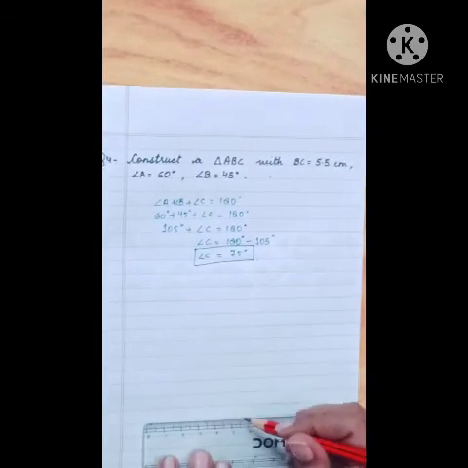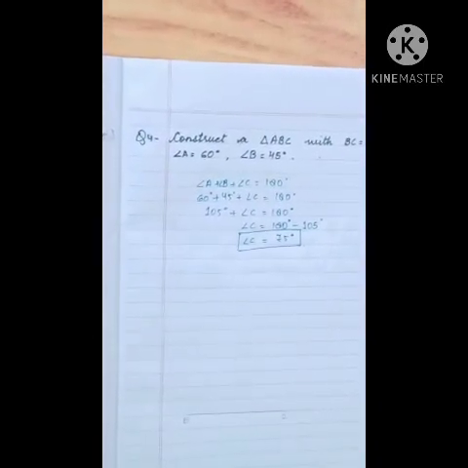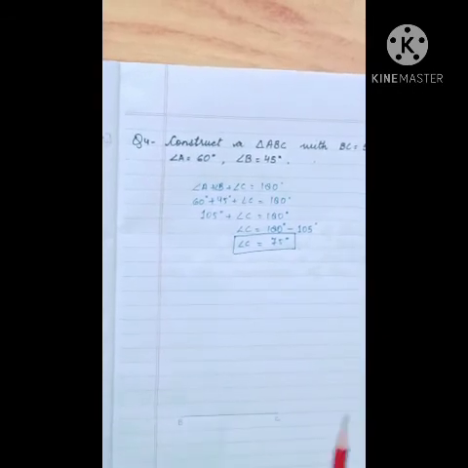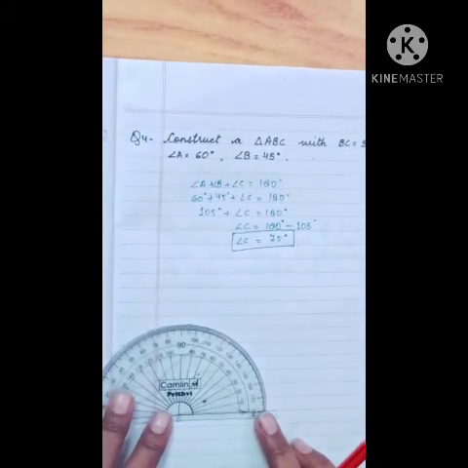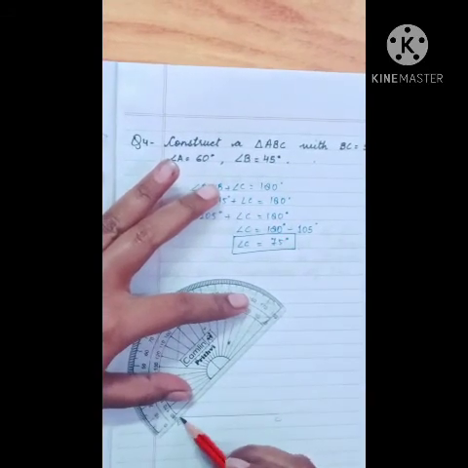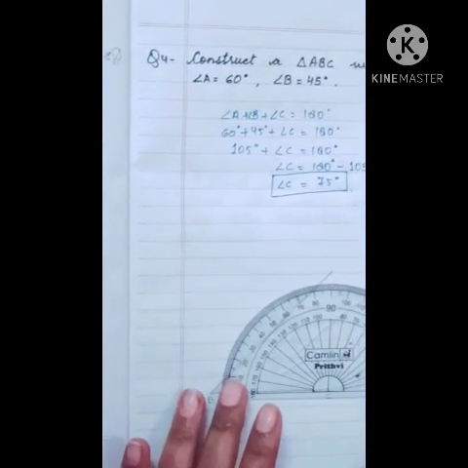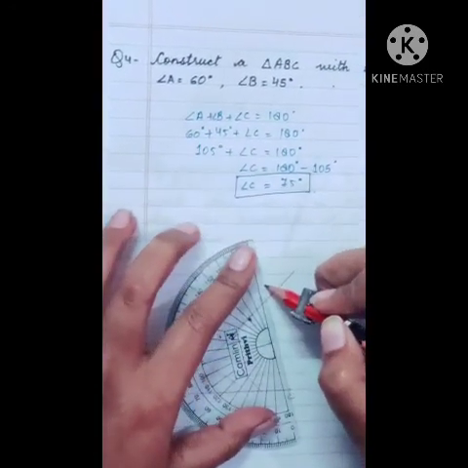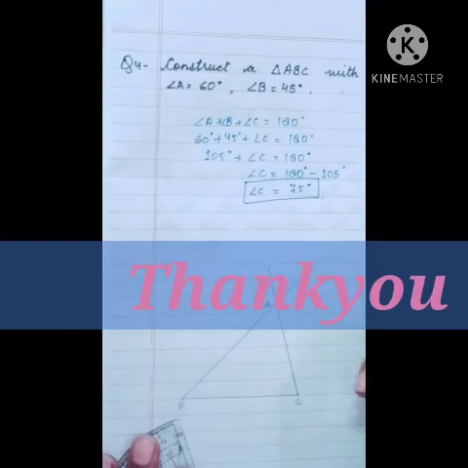Now we draw a line segment BC equal to 5.5 centimeters. So 5.5 centimeters. This line segment BC. Angle B is given and we know the angle C also. So first I construct angle B here, which is equal to 45 degrees like this. This is angle B. Then now we construct 75 degrees here at point C. This is 75. Mark this point A. This is our required triangle.